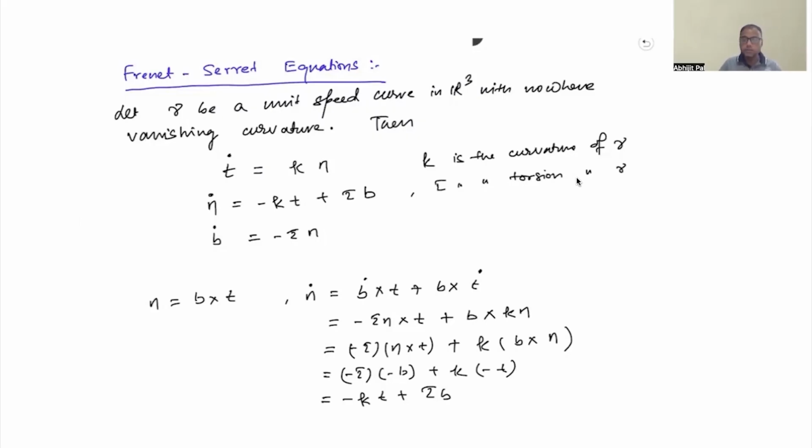Okay, so we'll stop here. In the next class we'll see that if you have a curve in R3, the torsion and the curvature determine the curve uniquely up to isometries of R3. Okay.